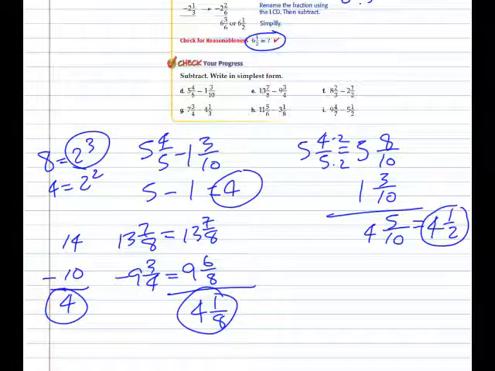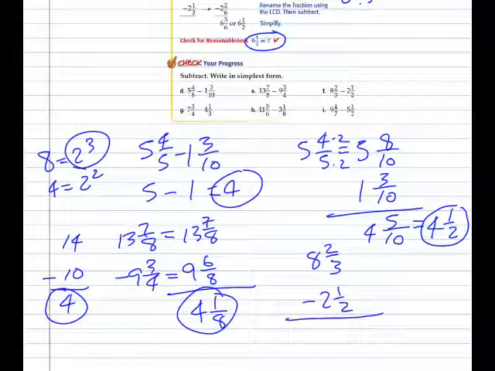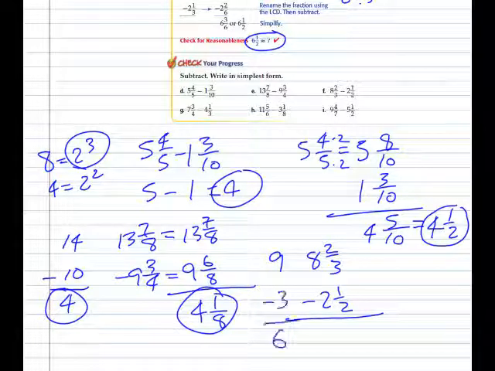Example F will be the last one we'll do on this page. 8 2/3 minus 2 1/2. We're going to round 8 2/3 to 9. We're going to round 2 1/2 to 3. 9 minus 3 is 6. 3 is a prime, 2 is a prime, so our least common denominator would be the product of the 2.